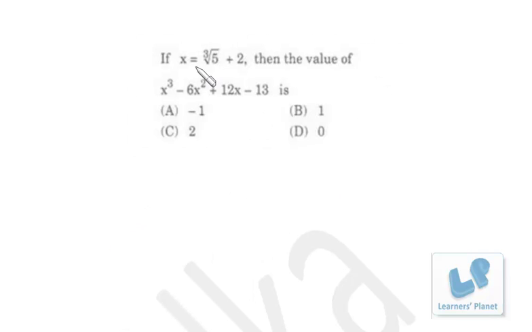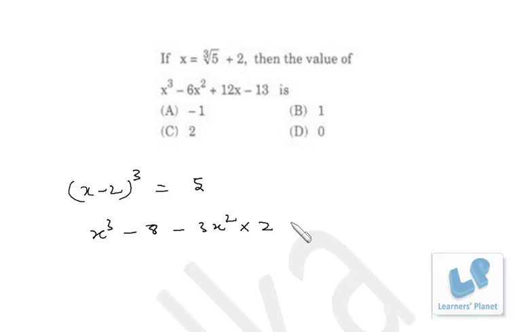Now a problem from algebra. x is equal to cube root of 5 plus 2, then find the value of this expression. Again, just take 2 to this side. x minus 2 whole cube will be cube root of 5 whole cube, we will take cube of both the sides, so it will be 5, right? Now x minus 2 whole cube, what will be the formula for A minus B whole cube? We just have to apply over here. That is A cube minus B cube, B cube is 8, minus 3x square into 2 plus 3x into 2 square, and that is equal to 5.